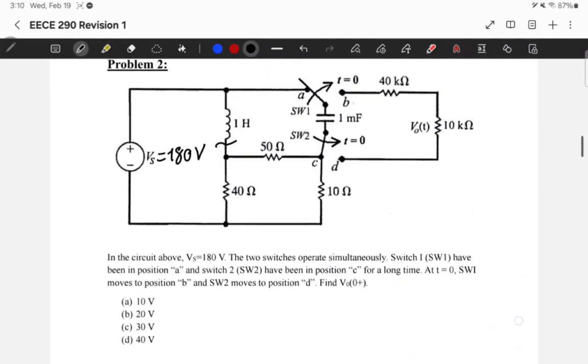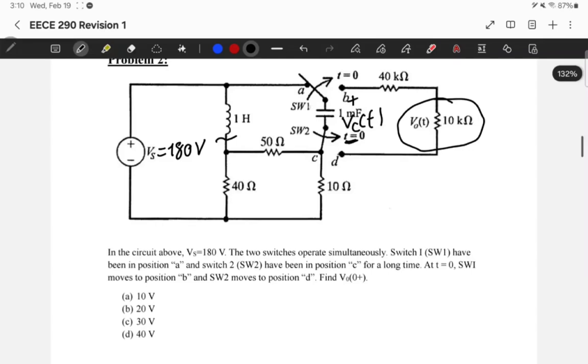So there are two ways. We can either get the initial voltage here and the total expression Vc at t, and do a current divider. We get the expression of V0 at t, and then set t equal to 0 to find V0 at 0 plus. Or we can directly get the initial value of the voltage across the capacitor, and at time equal 0, replace this capacitor with a voltage source of value equal to V at 0 minus, because the voltage across the capacitor is continuous.